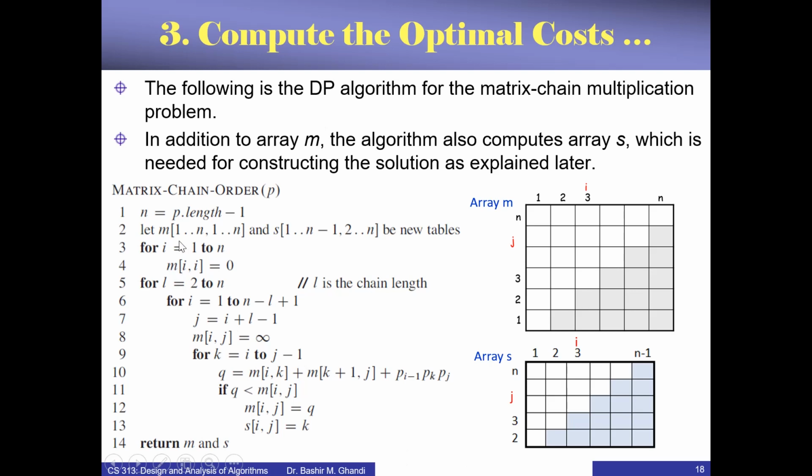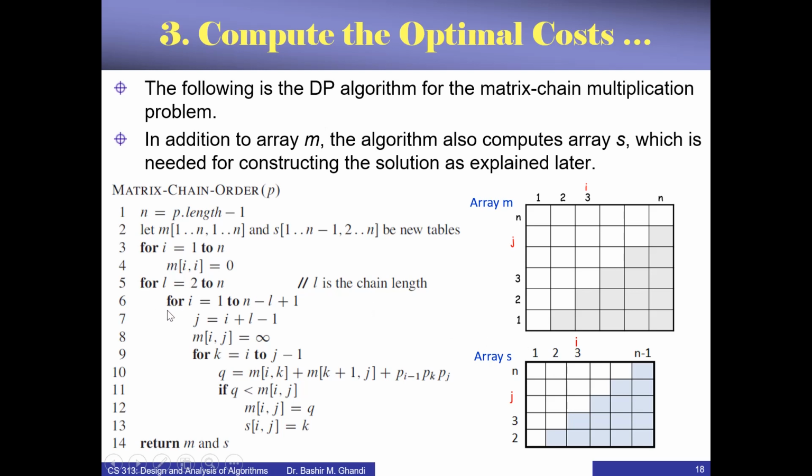Once you define these two arrays, the first thing is to fill in the bottom row because they are all going to be zeros. For those chains of length 1, the minimum cost is 0. So we are saying for i from 1 to n, store 0 in M[i][i]. Next, we start in increasing size of length, starting with those matrix chains of length 2, length 3, and so on until length n.